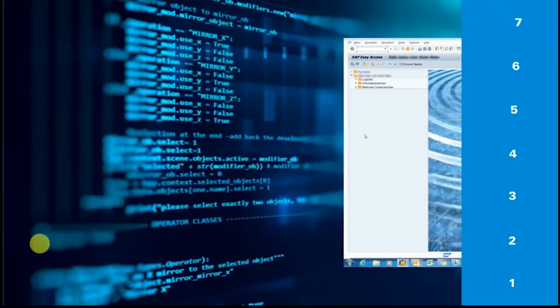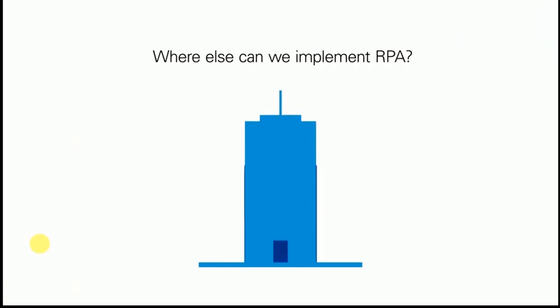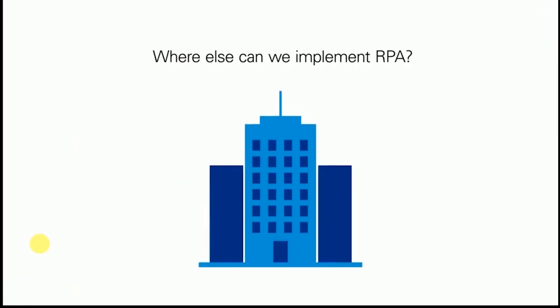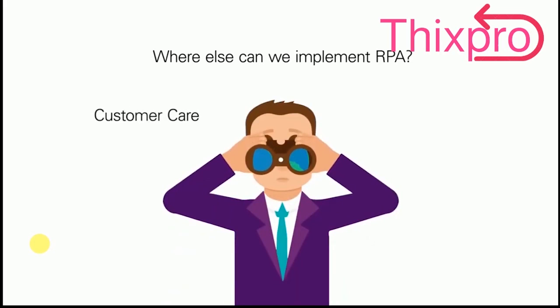You just saw an example of how robotics can be deployed for a finance process. Next to the finance processes, there are many other opportunities for RPA that exist across other functions within the organization. Examples of these include customer care, business operations, IT, and HR.